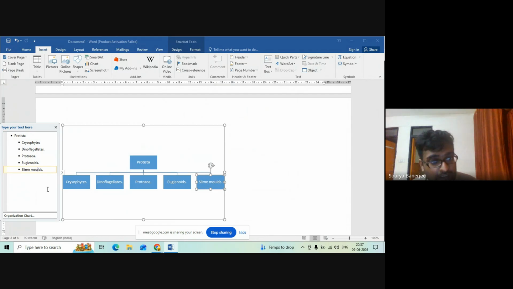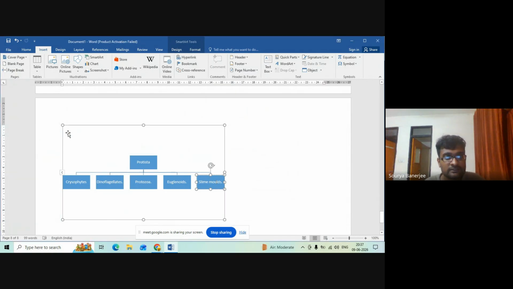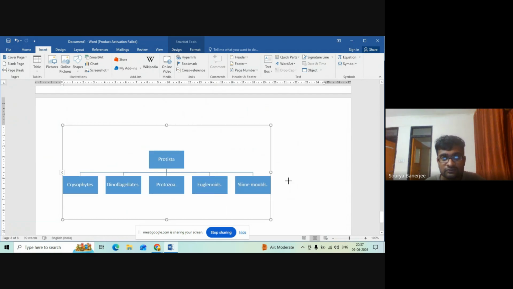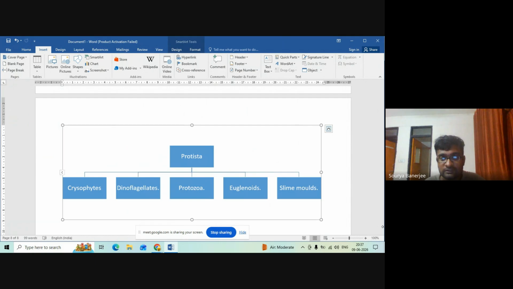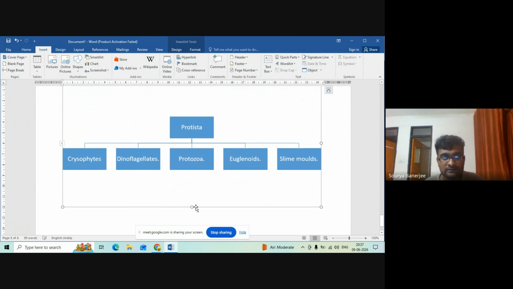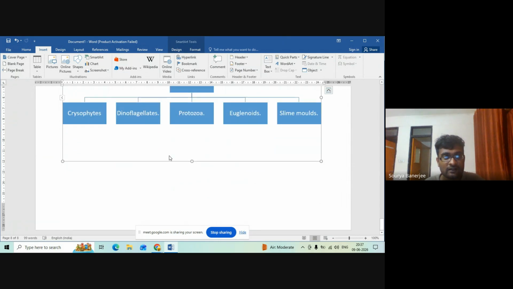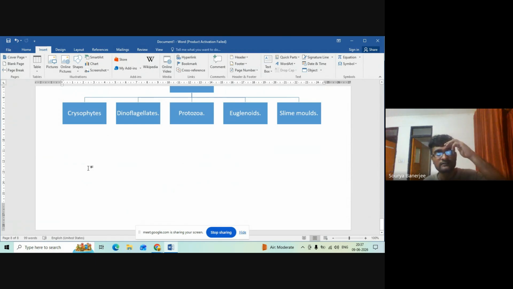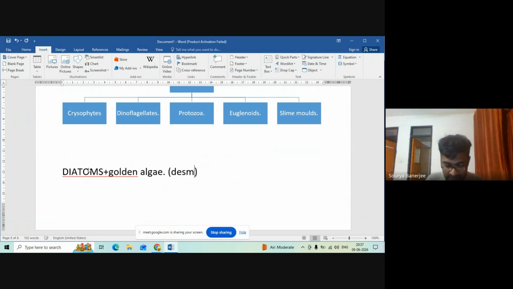Now you have to remember the characters of each one. Let's start with chrysophytes. Chrysophytes, five characters, please remember. First one you have to mention is diatoms and golden algae. Another name is golden algae, another name is desmids. So they come under chrysophytes.